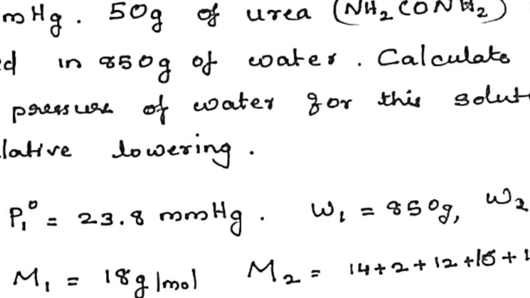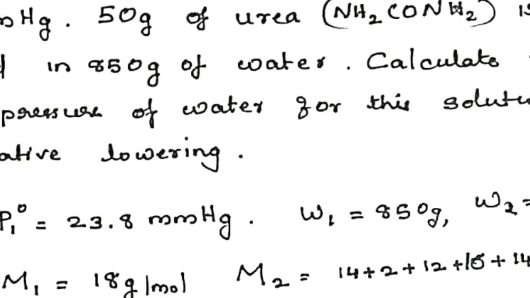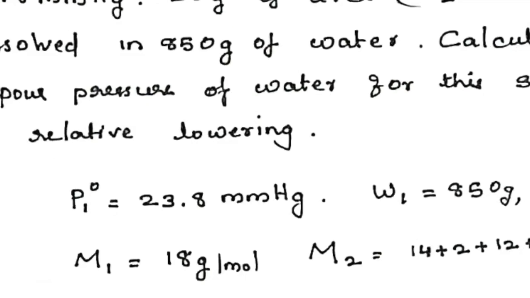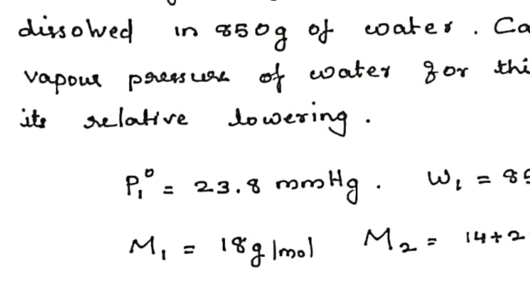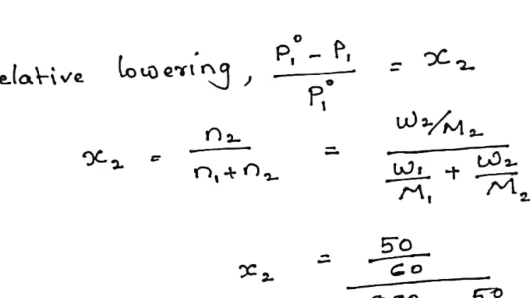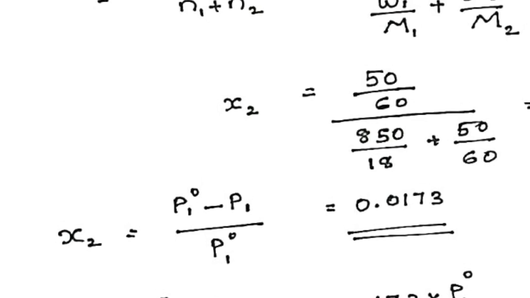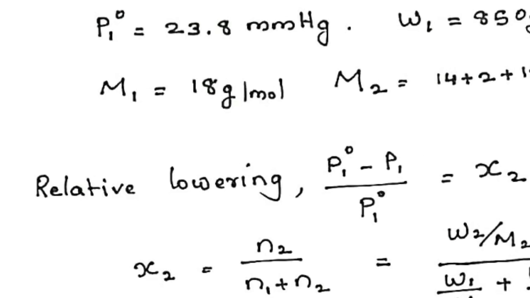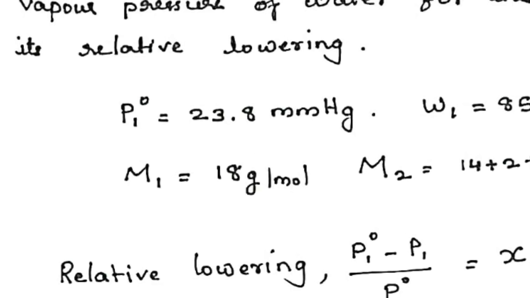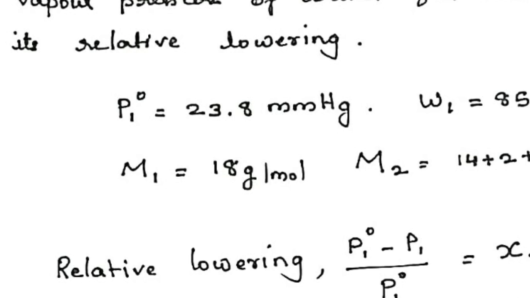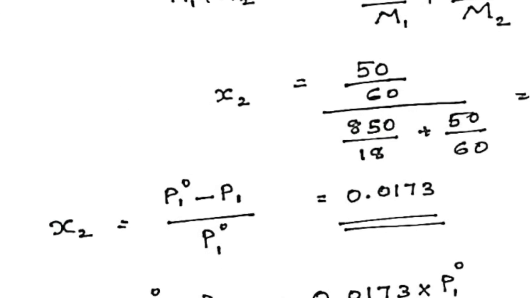Okay, then what is the next thing we have to find out? Calculate the vapor pressure of water for this solution. So vapor pressure of water in its solution, that is P1. From this equation, (P1⁰ minus P1) divided by P1⁰ is equal to 0.0173, which we already have. From that equation we can find out P1, because P1⁰ is already given as 23.8 millimeters of mercury. So substituting that value, you are getting the P1 value.